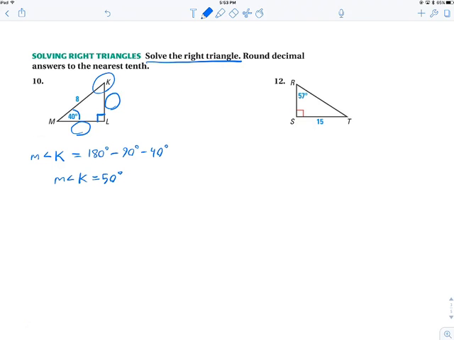That didn't take anything advanced, okay? Now looking at this, I know I can't use the Pythagorean theorem because I've only got one side length, so I've got to use some trig. Once I get that first side length, though, I could use the Pythagorean theorem. So let's go ahead and do that.